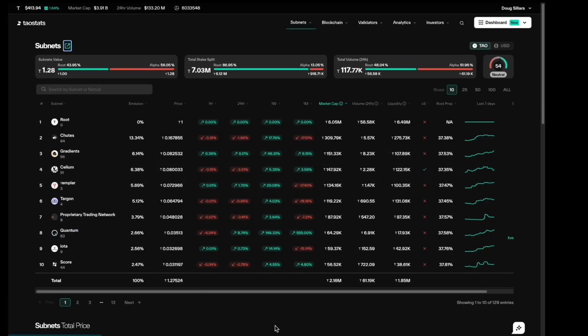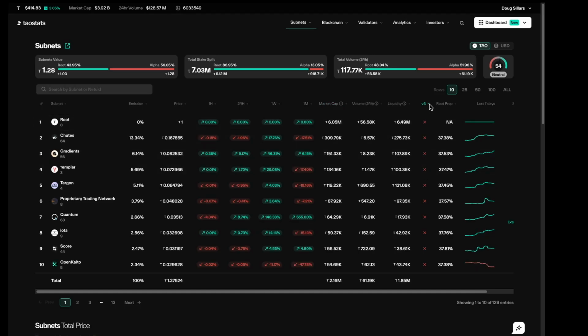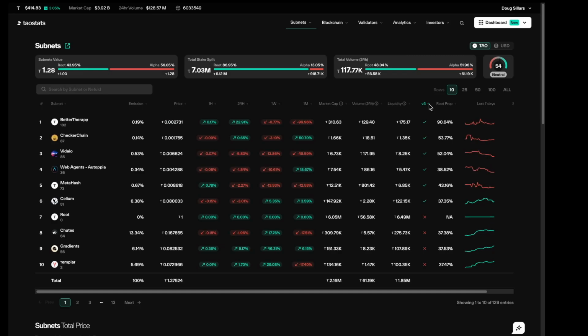So what does this look like on taostats? Here's the subnet page. And on the subnet page, you can see V3, and we can see the green check mark for subnets that support Uniswap V3. And here you can see that 51 does. And you can sort this so you can see all of the greens in one location.